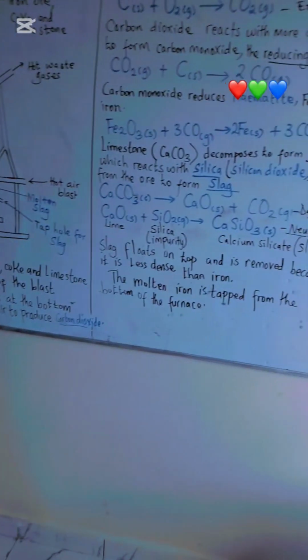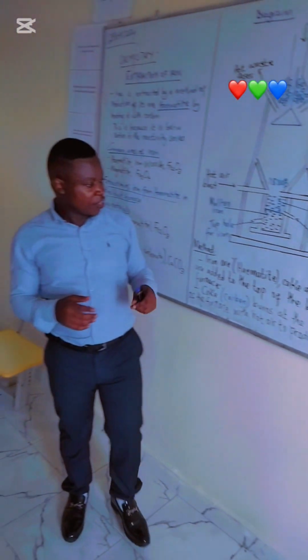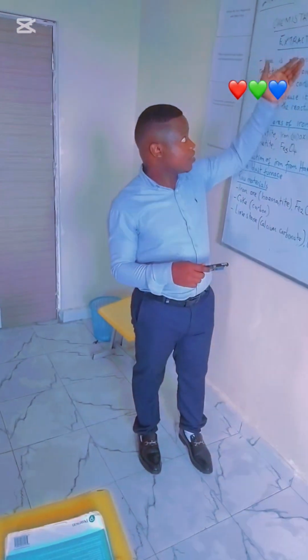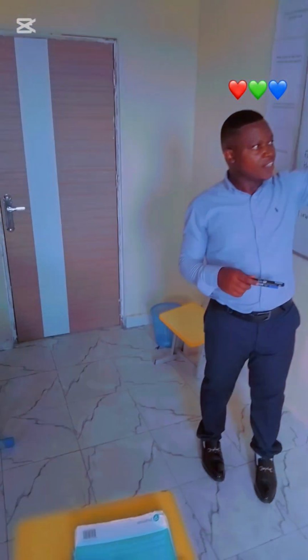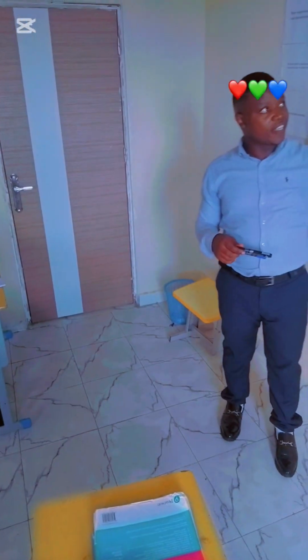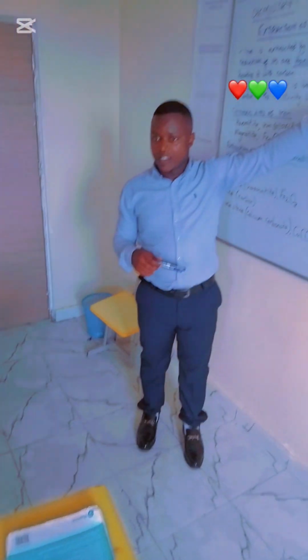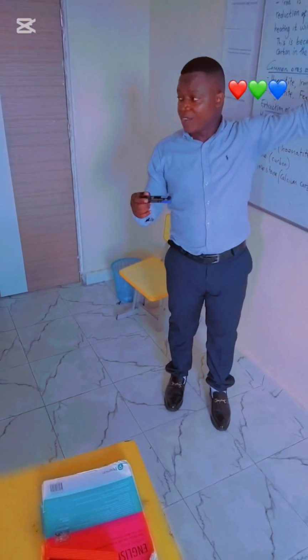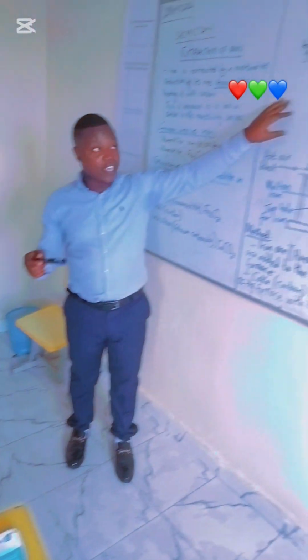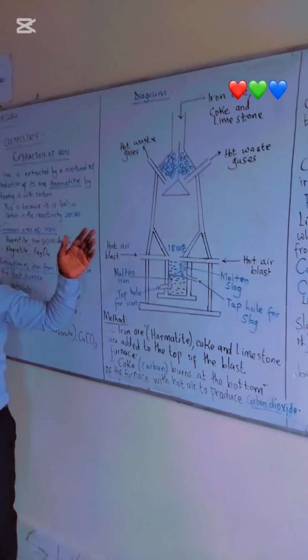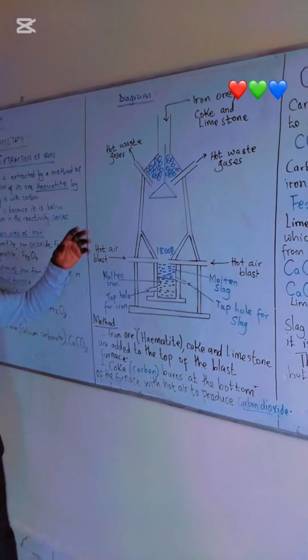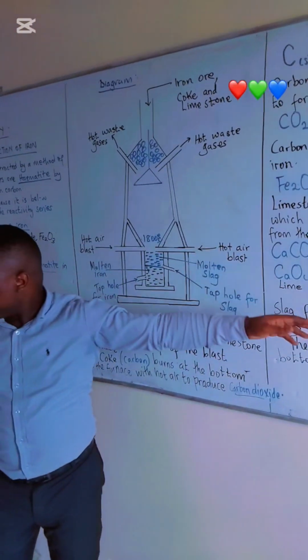To summarize, in this reaction, we are reacting iron(III) oxide, which is Haematite, with carbon, and that reaction is going to produce iron at the end here.